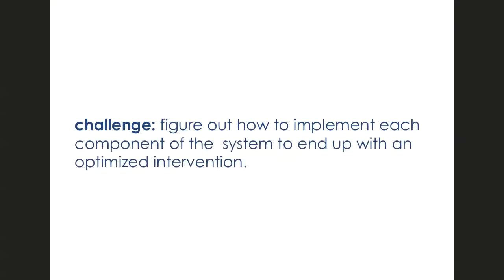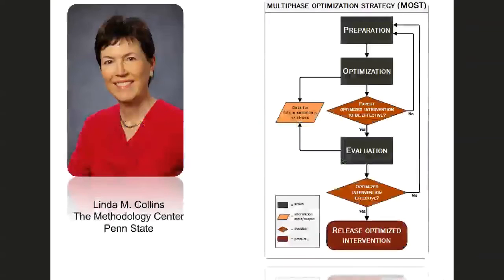So really the challenge here is to figure out how to develop an optimized version of a particular intervention component that you need in your system, so that you have a robust solution that serves that particular function within the system well. And at least those of you from behavioral sciences, when you hear the notion of optimization, you're probably thinking about Linda Collins and the use of factorial experiments to select among intervention components, right?